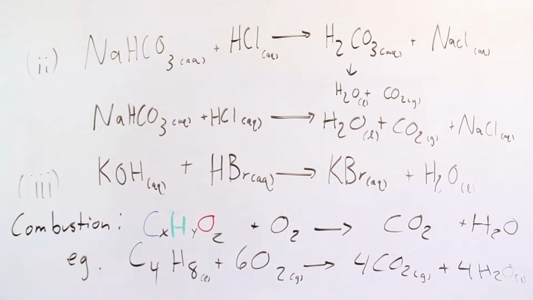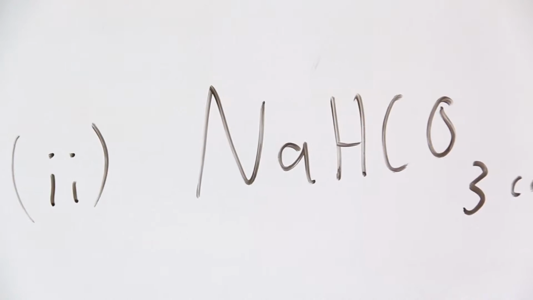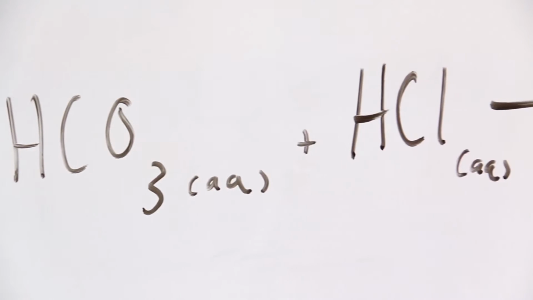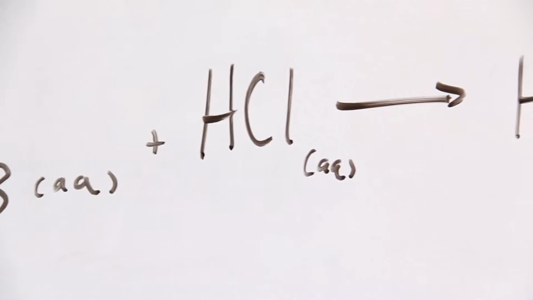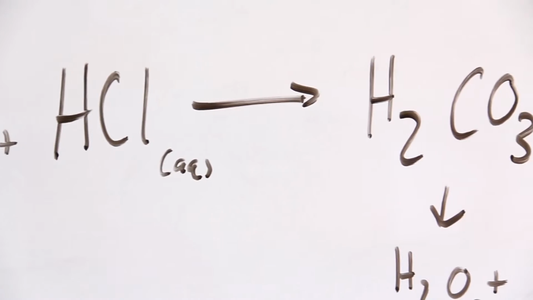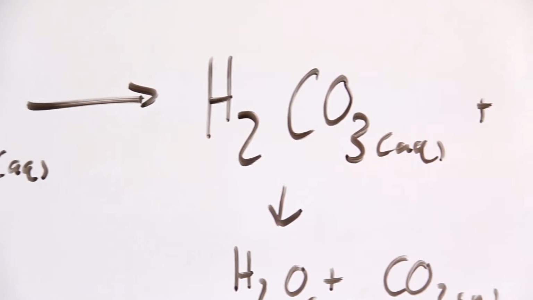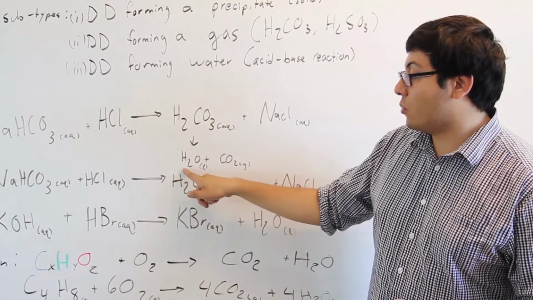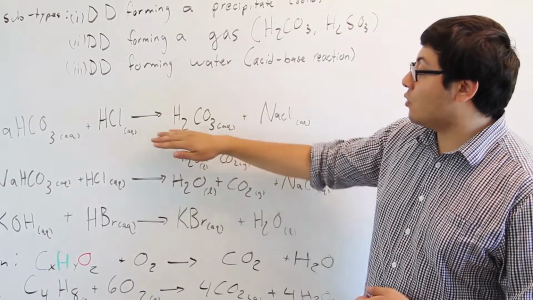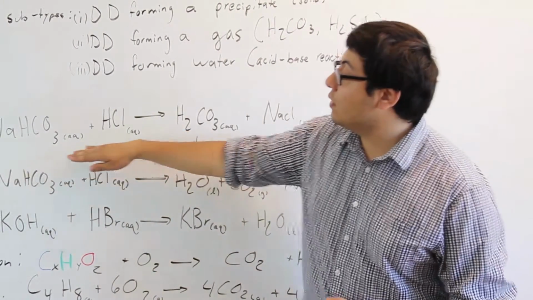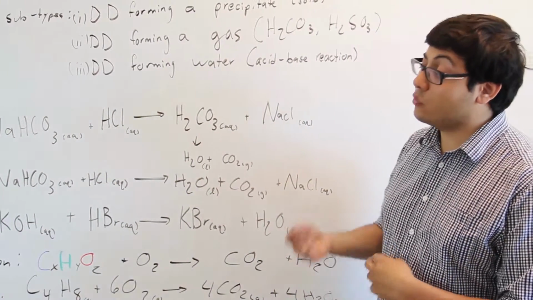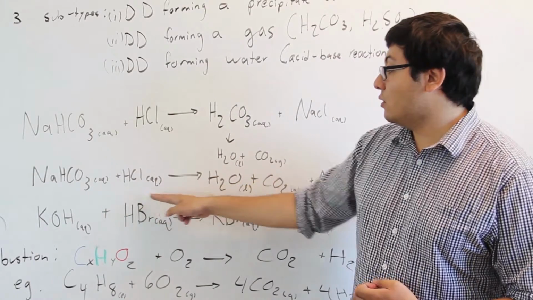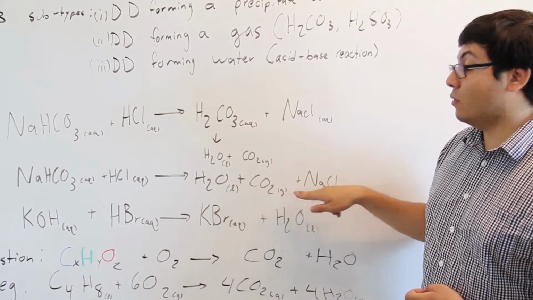So over here I wrote down the examples. We have sodium bicarbonate, also known as baking soda, reacting with acid. That forms carbonic acid, H2CO3, and sodium chloride. H2CO3, because it's so unstable, breaks down right away to form water and carbon dioxide. So writing this right here isn't entirely correct. We should rewrite it to say that sodium bicarbonate reacts with HCl to form H2O, CO2, and sodium chloride.